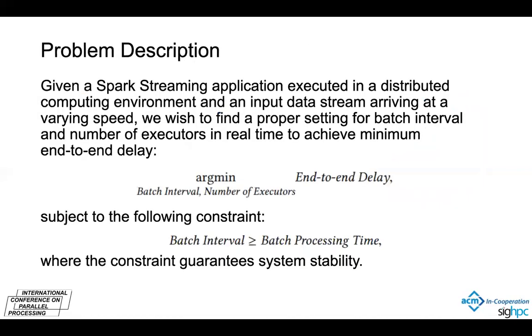So here comes the problem description. Given a Spark streaming application executed in a distributed computing environment and an input data stream arriving at a varying speed, we wish to find a proper setting for batch interval and the number of executors in real time to achieve minimum end-to-end delay, while subject to the constraint that the system is stable.